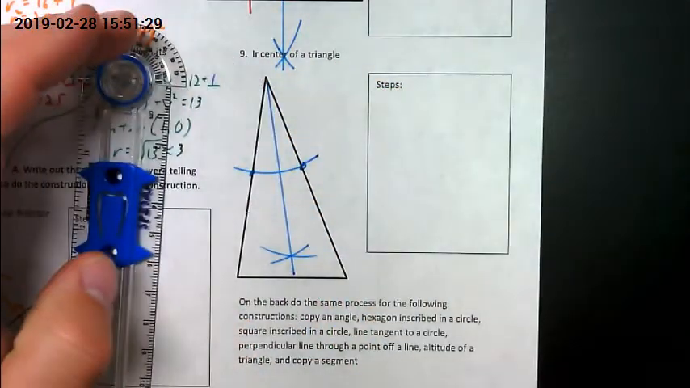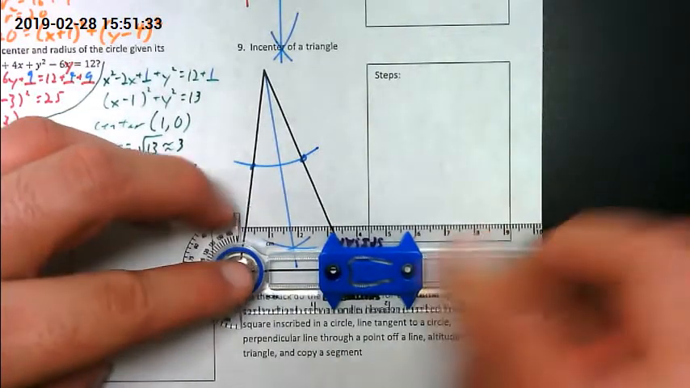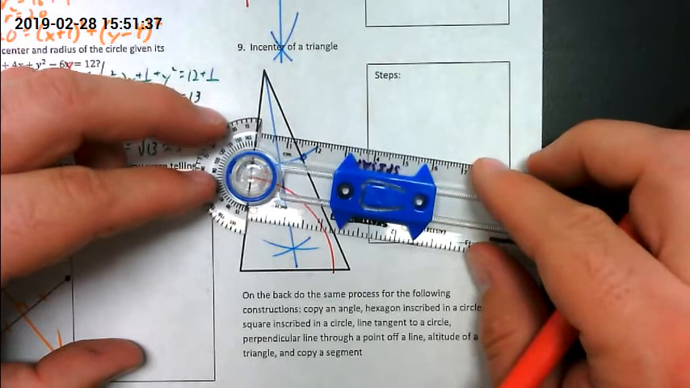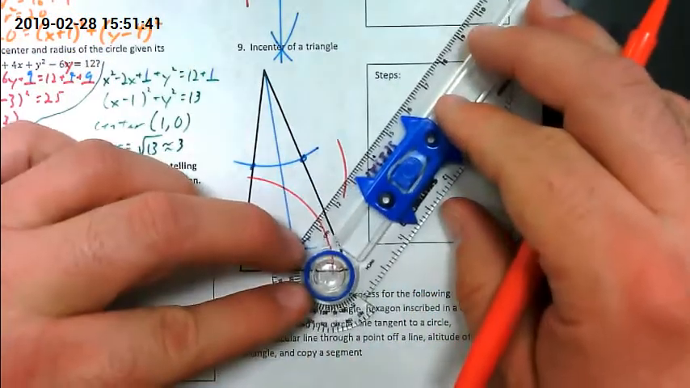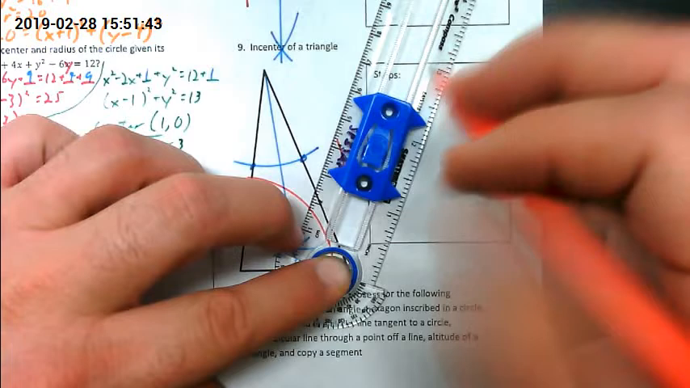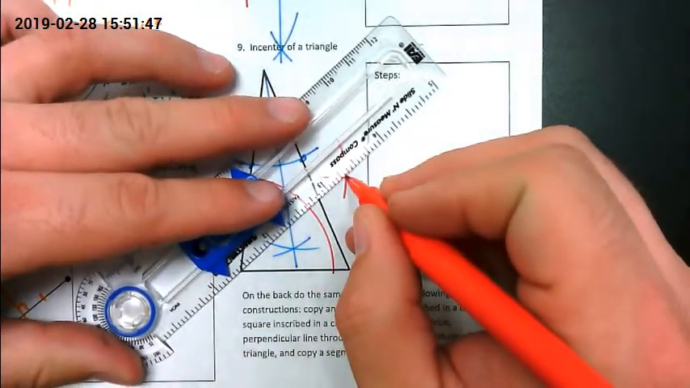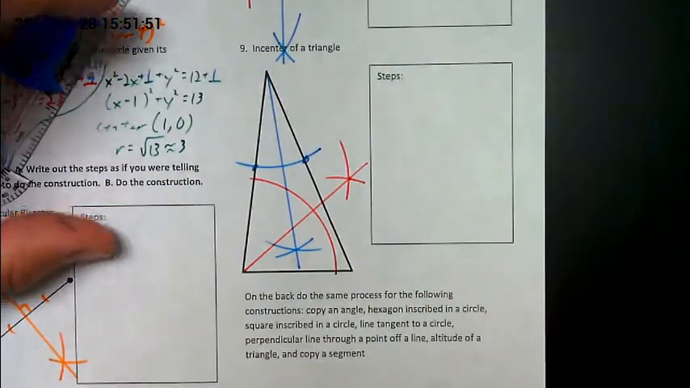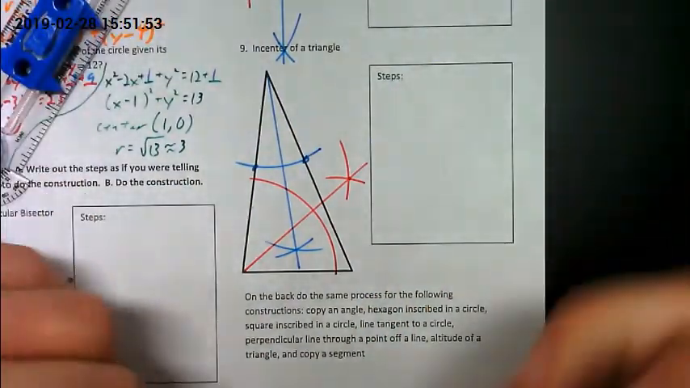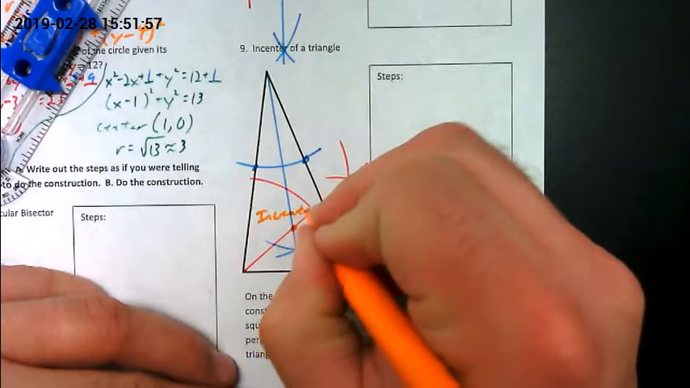And then, pick another random angle. I'm going to go over here to this angle. Swing another arc through both sides. And again, swing arcs out in front from both of those intersections. So that you can then connect vertex to that point. And that's another angle bisector. Where they intersect, this is our incenter.